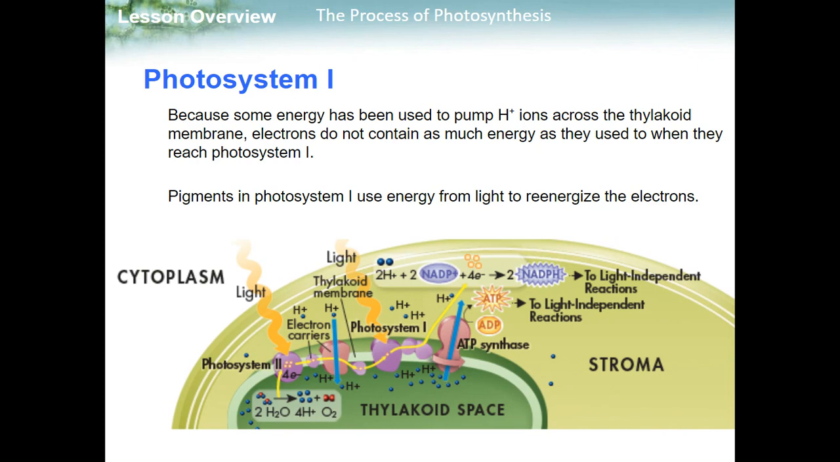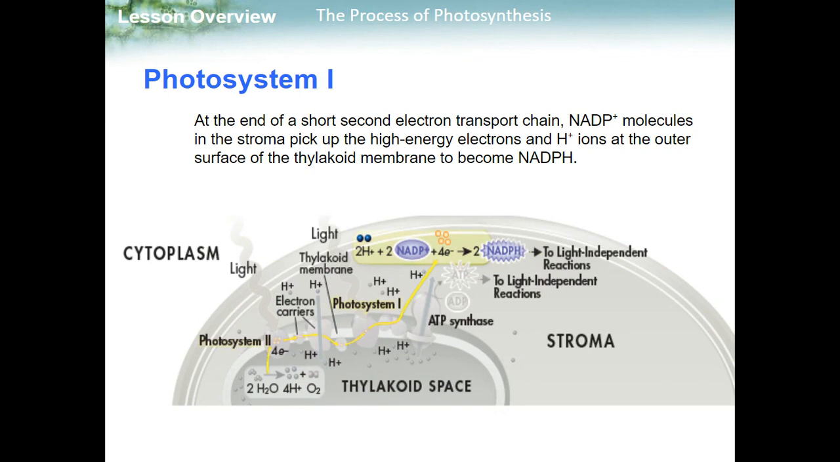Pigments in photosystem 1 use energy from light to re-energize the electrons. At the end of a short second electron transport chain, NADP molecules in the stroma pick up the high-energy electrons and hydrogen ions at the outer surface of the thylakoid membrane to become NADPH.